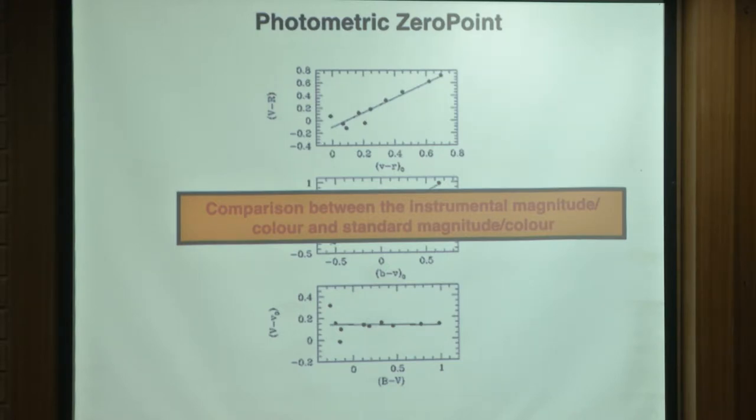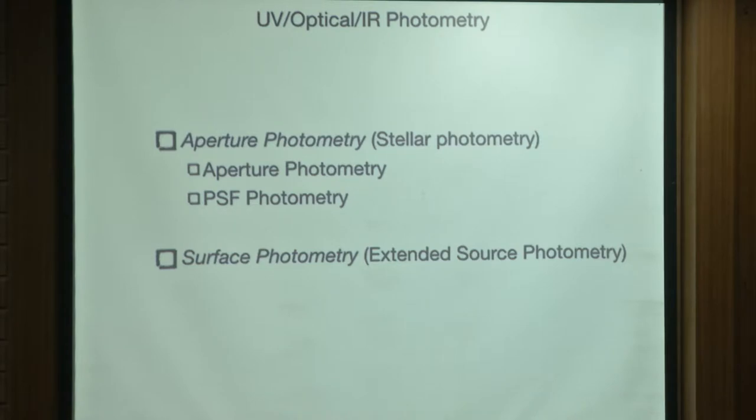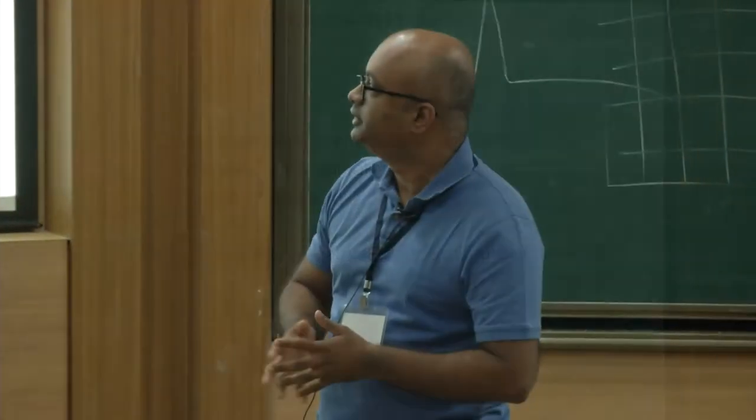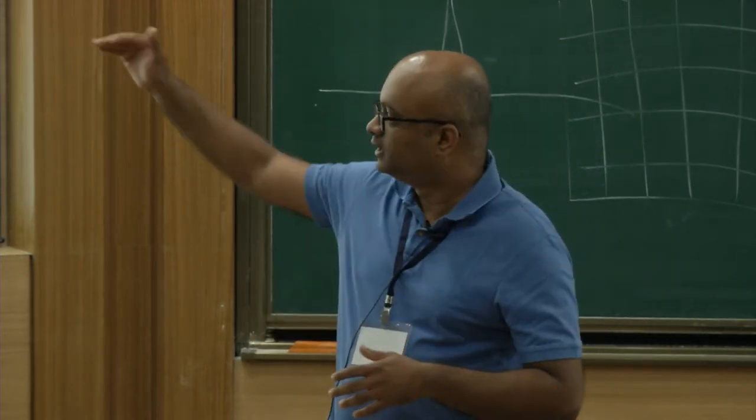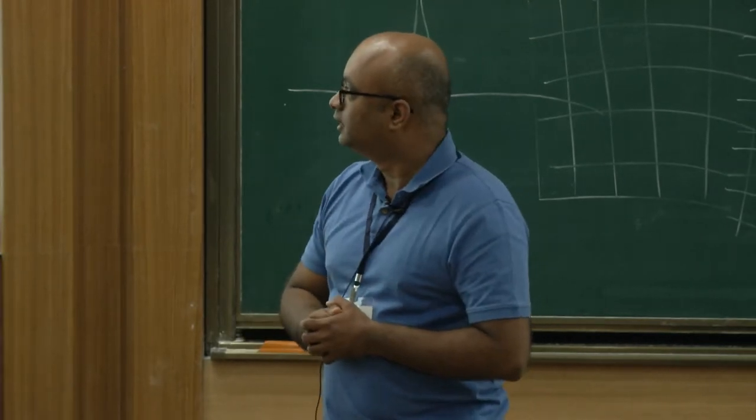Okay. So now having all these techniques and tools with us, the thing that we have to do is measure the fluxes. And how do we do that? We use a technique called aperture photometry, which is widely used in stellar photometry. Most of the time when we measure the fluxes in stellar photometry, we use this technique. This has two components, where we do a simple aperture photometry or we do a PSF photometry. And for extended objects, we call it surface photometry, and obviously this is not part of today's topic.